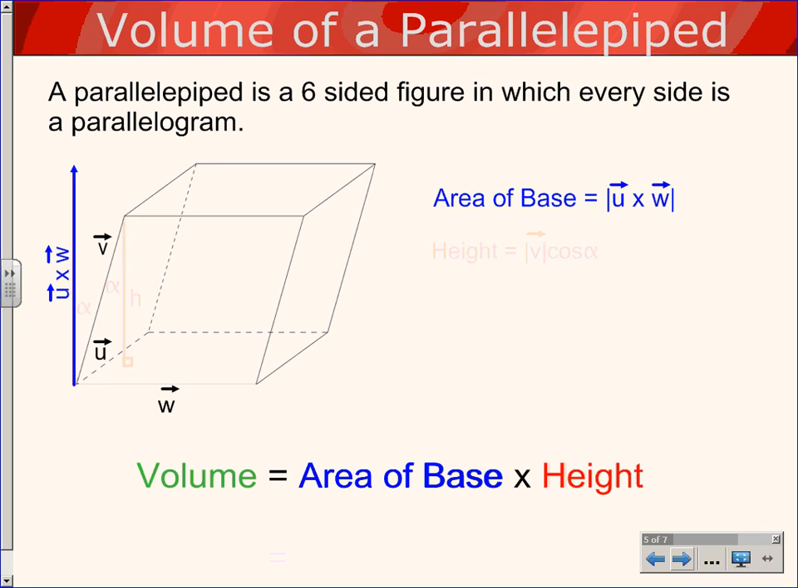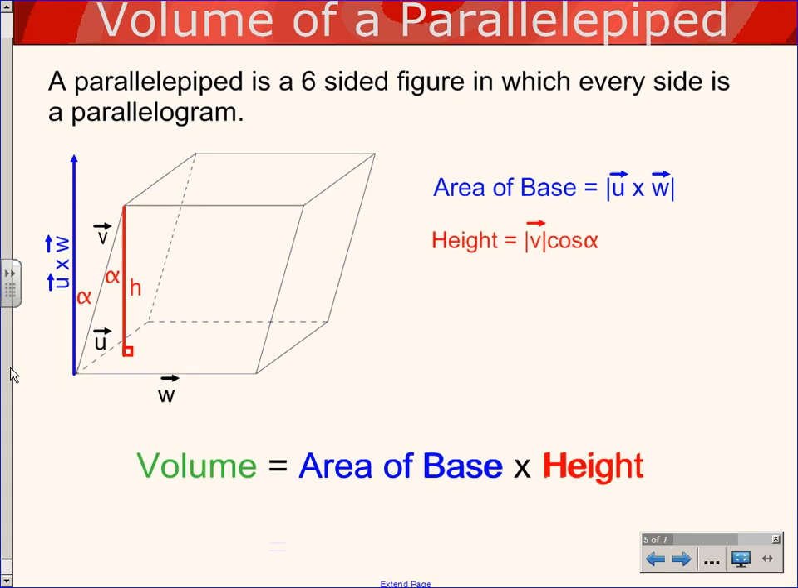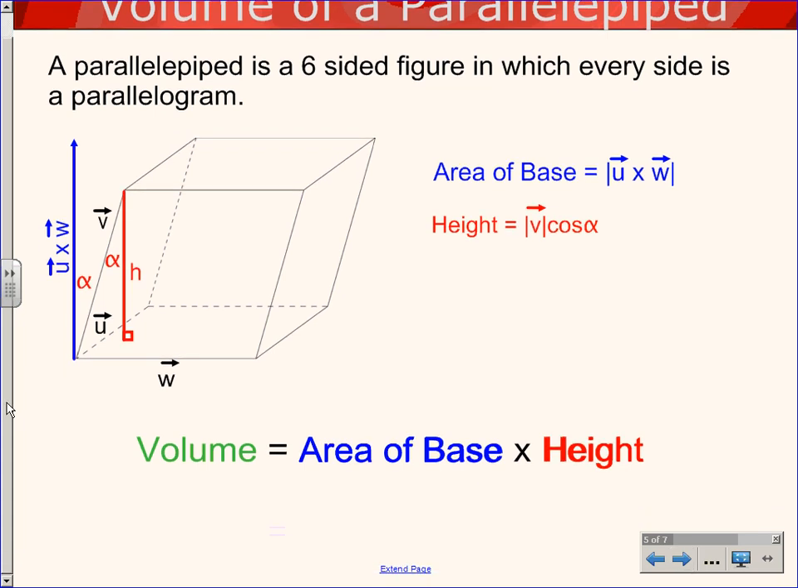The height's a little bit trickier. Here it is drawn in for you. And for that height, what I did was I introduced another angle there. That's angle alpha. And alpha is going to be that angle right in between vector v and the height. So remember, this is a three-dimensional picture, but angle alpha is that angle between vector v and the height. And what I want you to notice is that alpha is the same in those two places. So I have alpha here, and I also have alpha here.